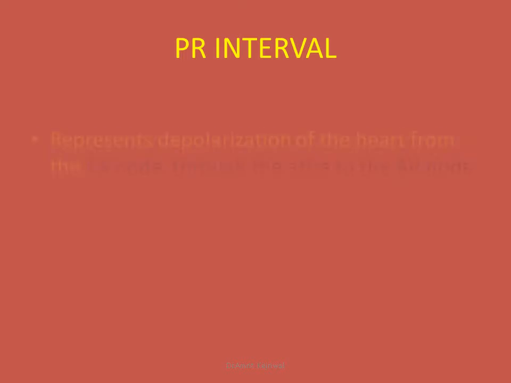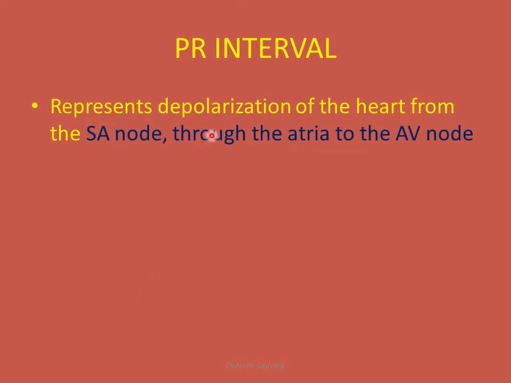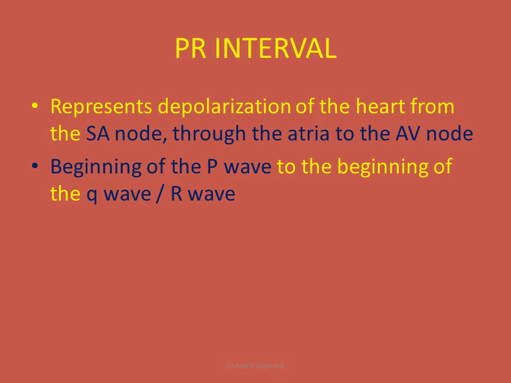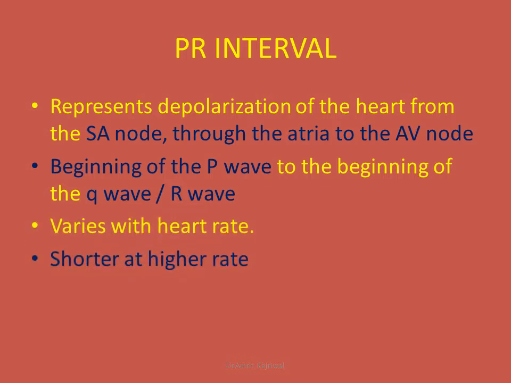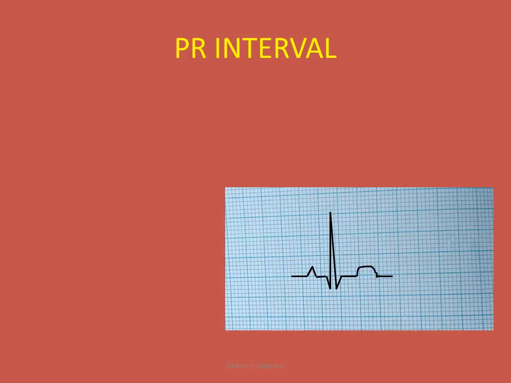Coming to the PR interval, it represents depolarization of the heart from the SA node through the atria to the AV node. It is measured from the beginning of the P wave to the beginning of the Q wave, or if the Q wave is absent, then the beginning of the R wave. It varies with the heart rate and is shorter at higher heart rates.